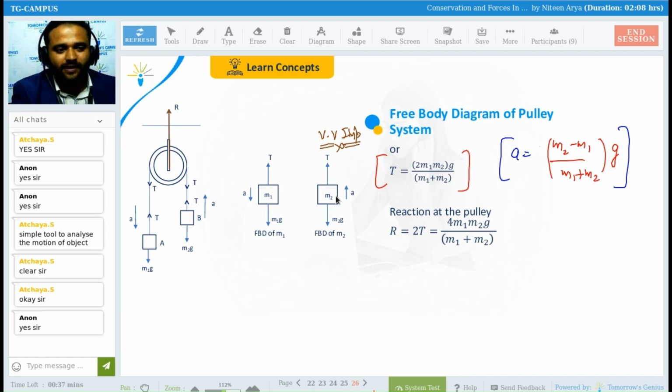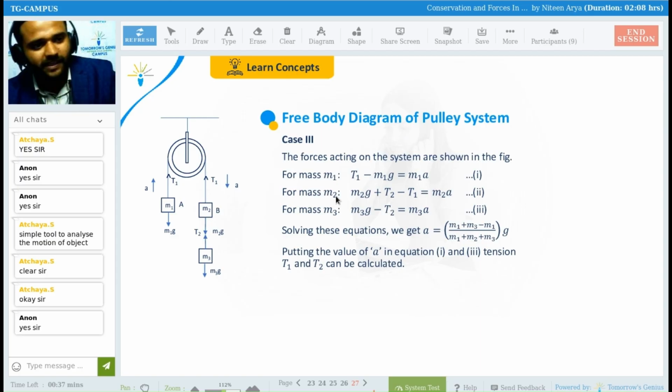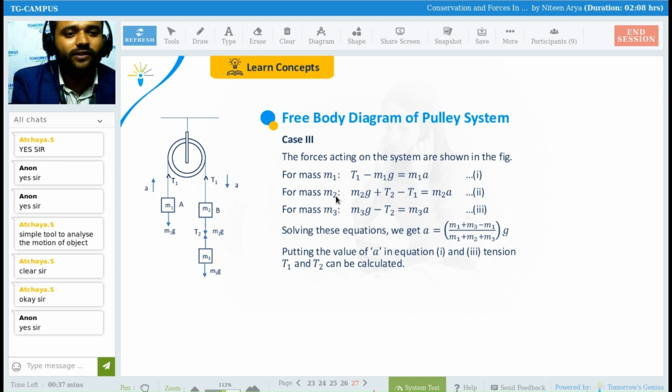Okay, so in the next few slides we are going to focus in the same sense. Now case 3 for free body diagram. I'm not going to explain that much again. You just need to follow the same case because we are running out of time, and I think I need to take 5 minutes extra today. So for the free body diagram of pulley system case 3, if I attach one more mass onto M2.